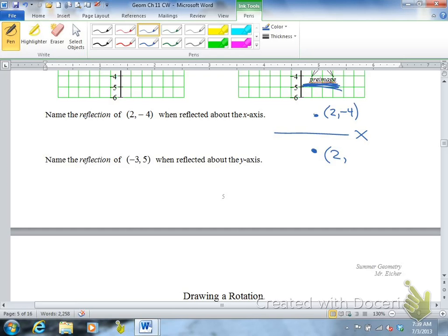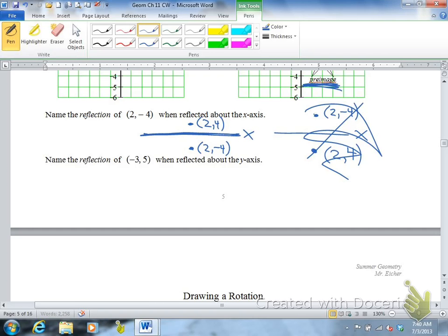So I didn't do that very well, did I? The point should be under the axis at -4. And when it's reflected, it's above the axis. That would make a lot more sense. Sorry about that. So this is the x-axis. The point starts below the axis.